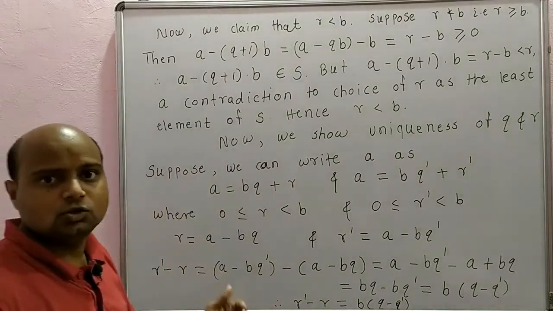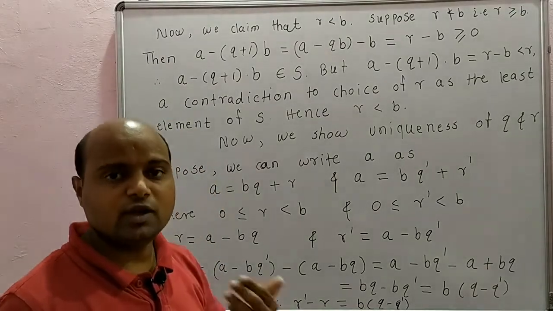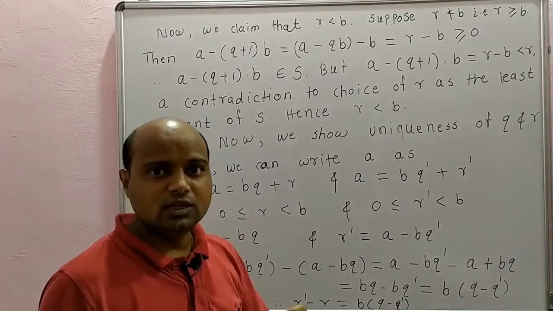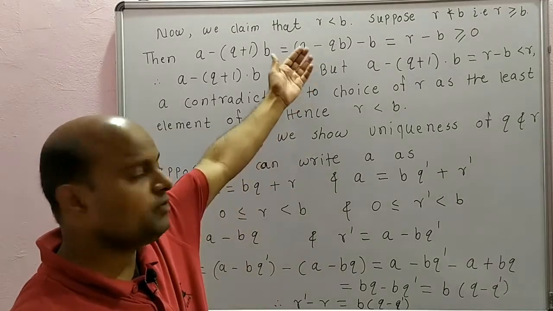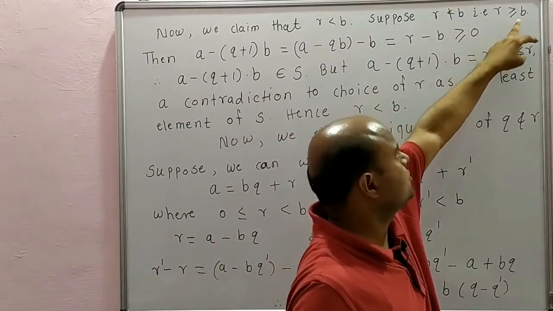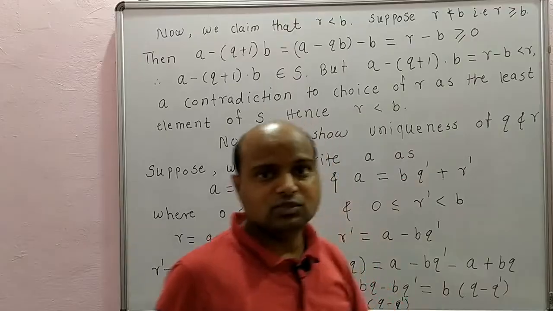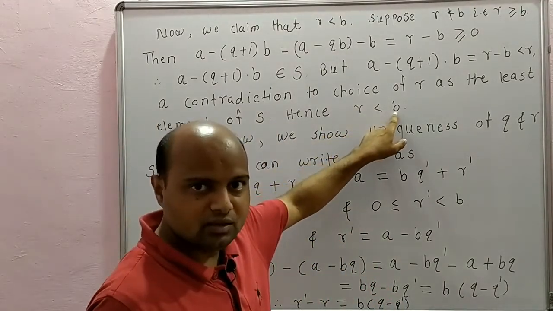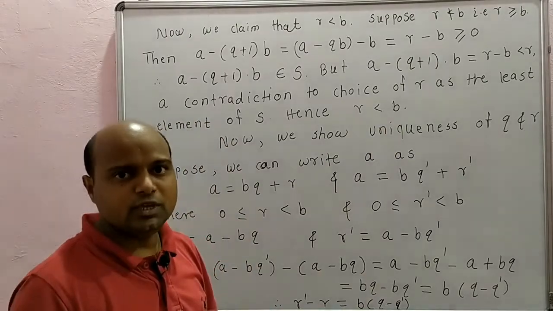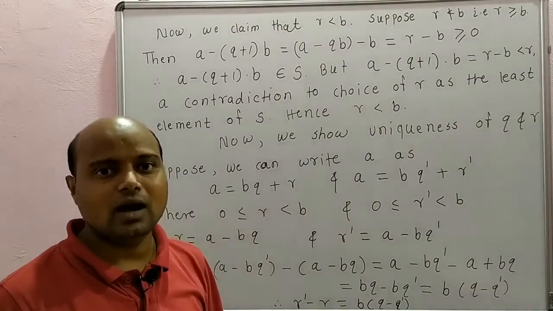A contradiction to the choice of R, because we have taken R to be the least element of S. Therefore, our assumption is wrong. What we have assumed? R is greater than or equal to B. Hence R is strictly less than B. Now, we will prove the uniqueness of Q and R.